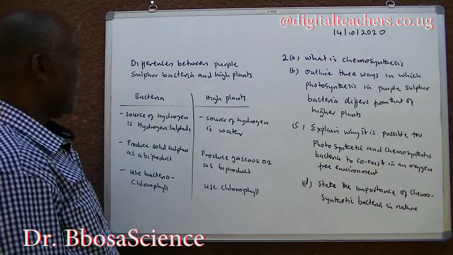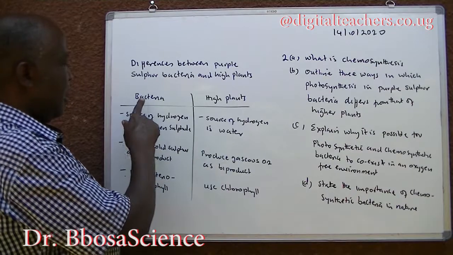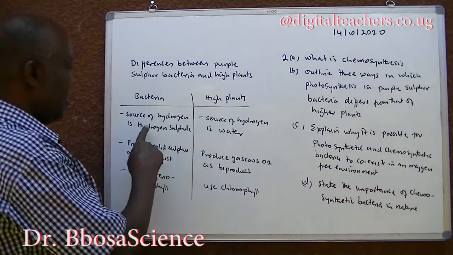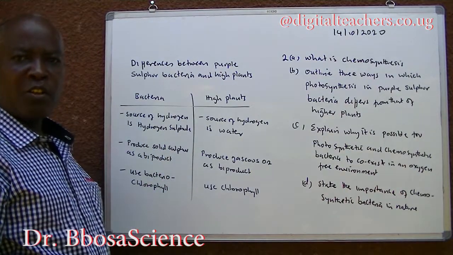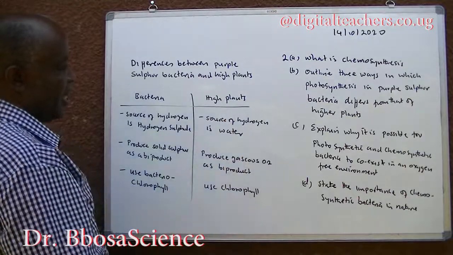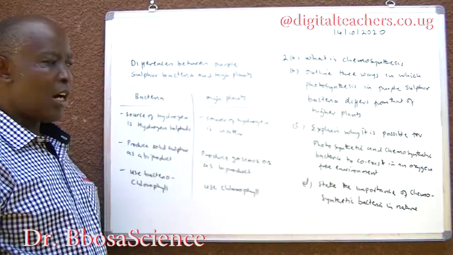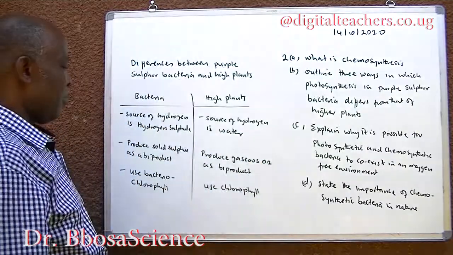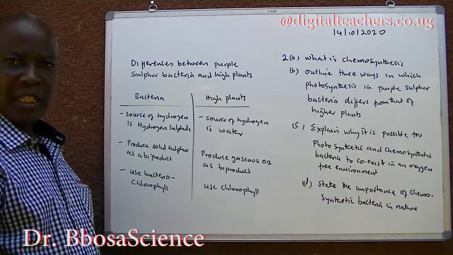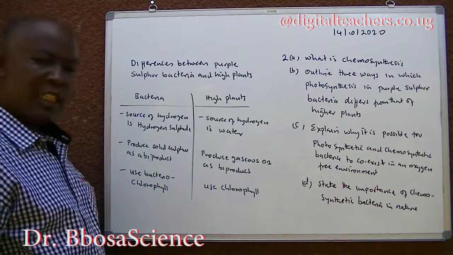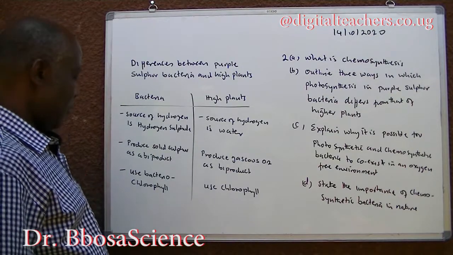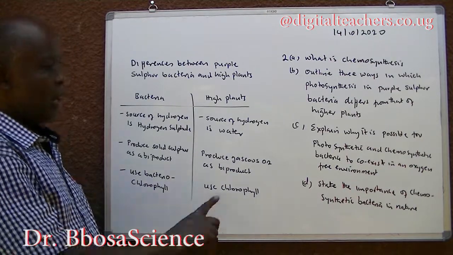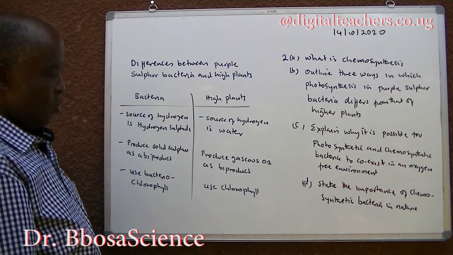Differences between purple sulfur bacteria and higher plants. In the bacteria, the source of hydrogen for reduction of carbon dioxide is hydrogen sulfide, while in the plant, the source of hydrogen for reduction of carbon dioxide is water. Sulfur bacteria produce solid sulfur as a byproduct. Higher plants produce gaseous oxygen as a byproduct. Sulfur bacteria use bacterial chlorophyll, while higher plants use chlorophyll.